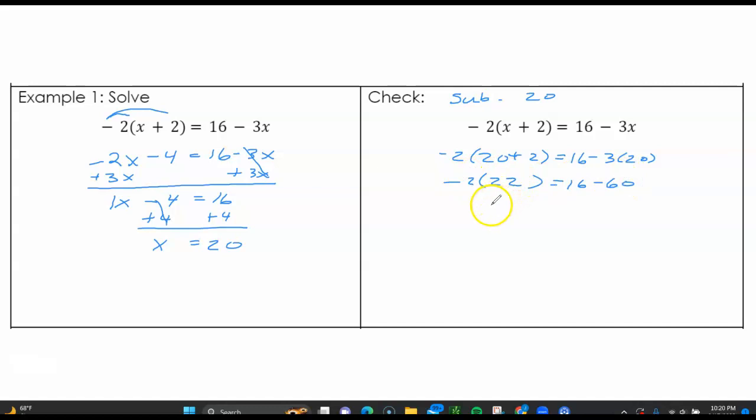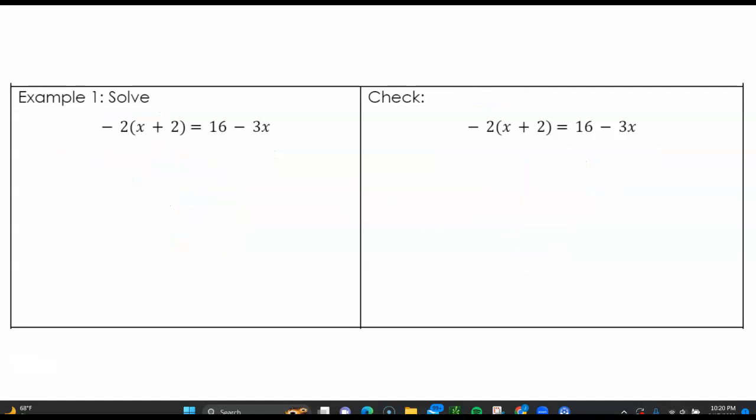-2 times 22 is -44. And 16 minus 60 is -44. Those are both the same. That's a 4. Which means we got it right. All right. Let's try the next one.